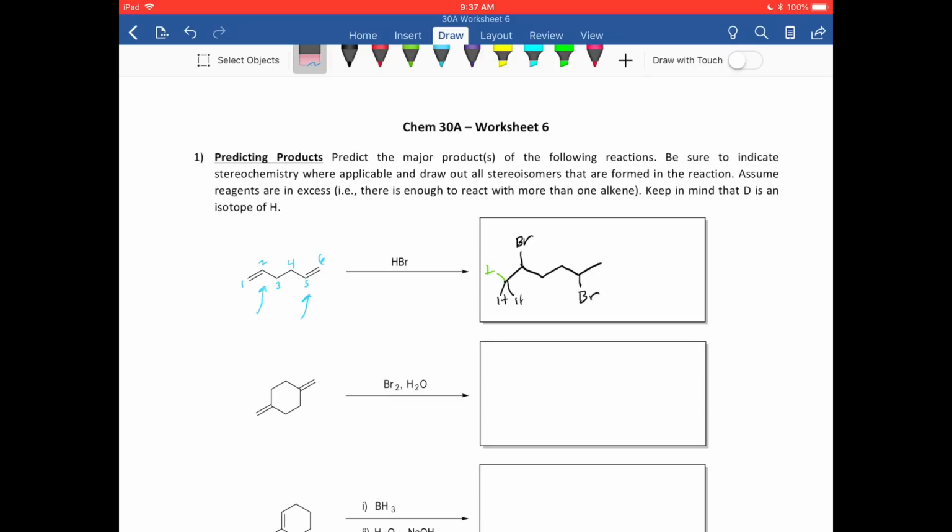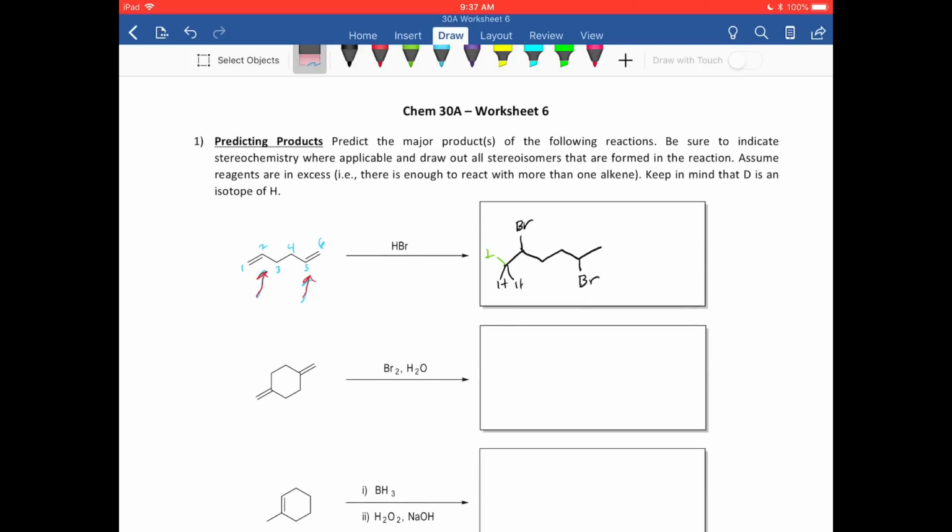Instead though, because we're forming a carbocation at both of these positions, we should get mixtures of stereoisomers at that position. So that means we could get the compound where bromine is both forward, and then we're also going to get a mixture where one is forward and one is back.